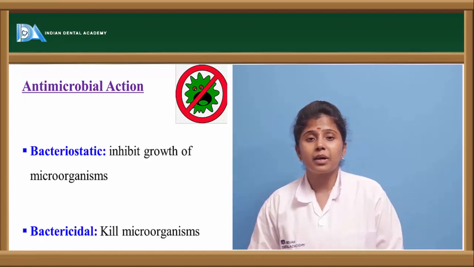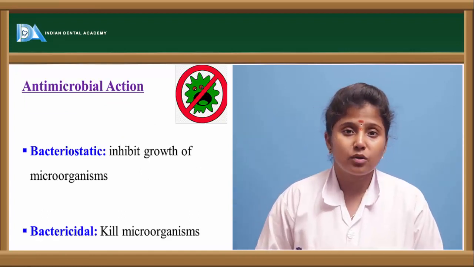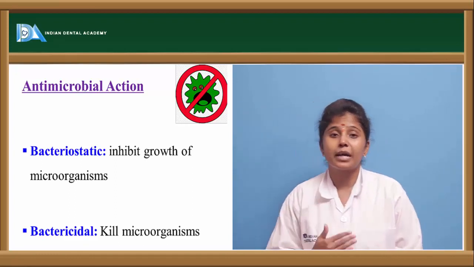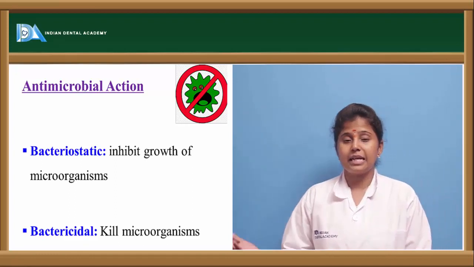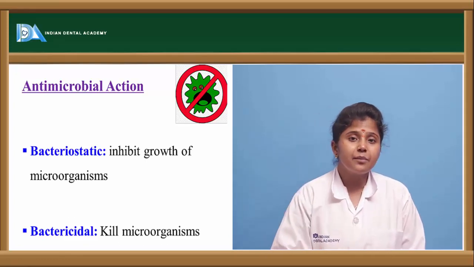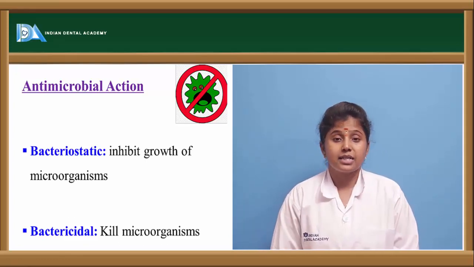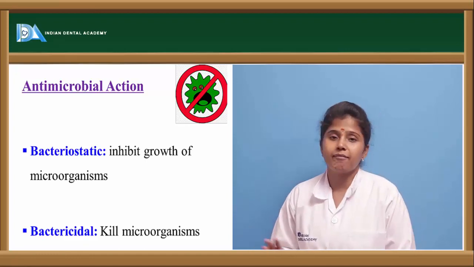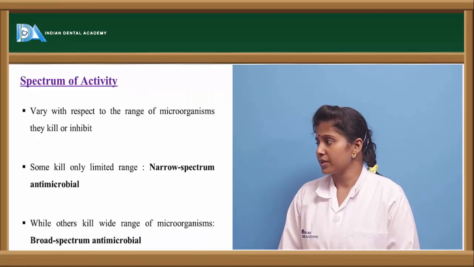The antimicrobial action can be bacteriostatic or bactericidal, or microbial static or microbial-cidal. Bacteriostatic means it inhibits the growth of microorganisms, and bactericidal means it will kill the microorganisms. It should have both these characteristic features.